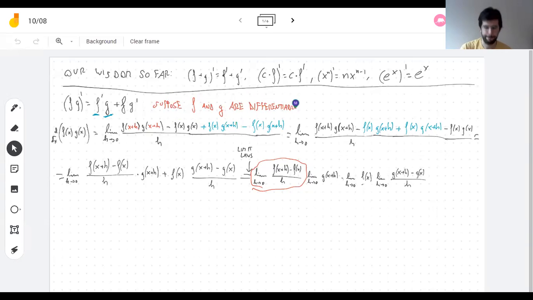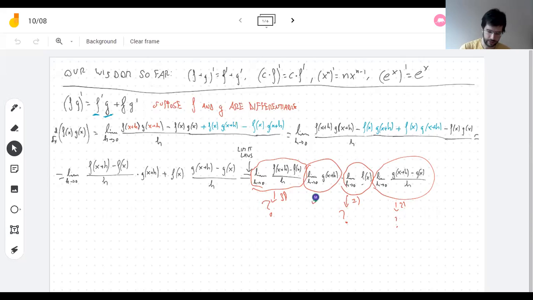So what is this limit? I'm asking you right now, what is this limit? I'm going to go from easy to hard: what is this limit? Then what is this limit? Then what is this limit? And finally, what is this limit? So, what is limit number one?